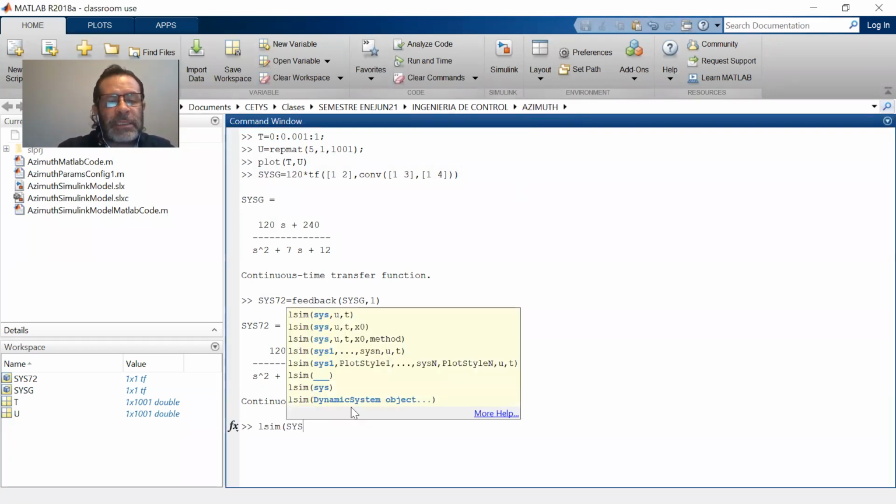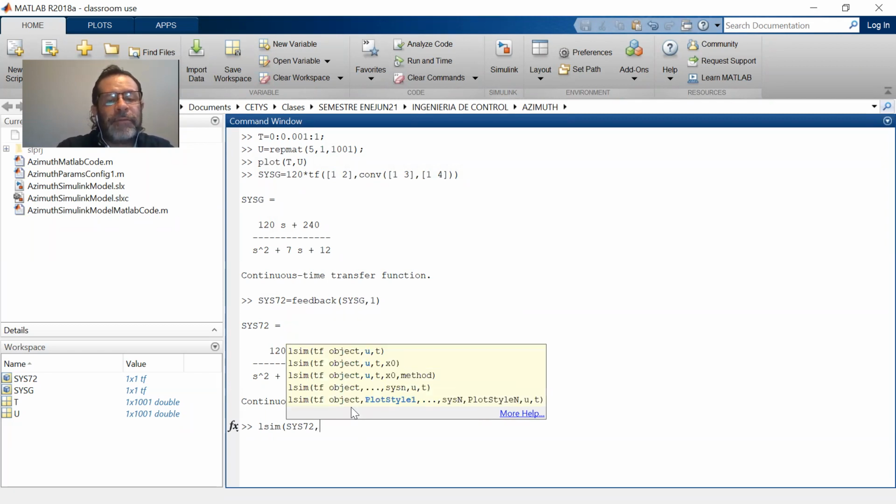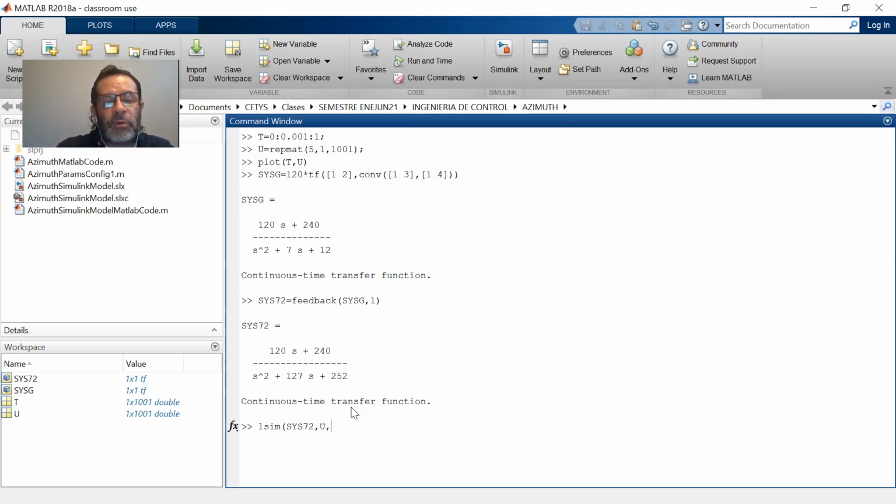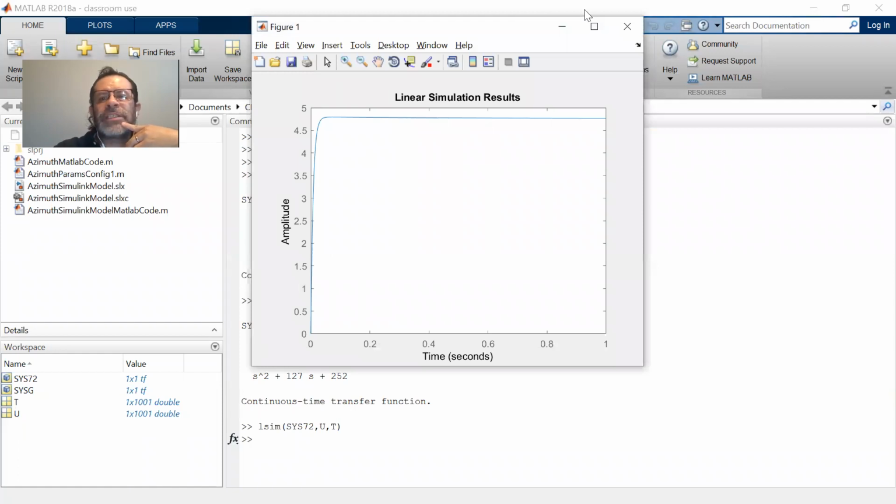The system is going to be sys72, which is the one I have, and I'm going to give it u and t, meaning that's going to be the two vectors of the input I'm providing the system. And let's see what we get there. We get a very similar graph.